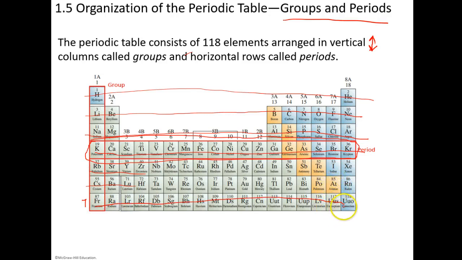I am not saying the number. I believe that's Latin. Those are the Latin names for those. Okay, a few of them have names. Okay, so those are periods.